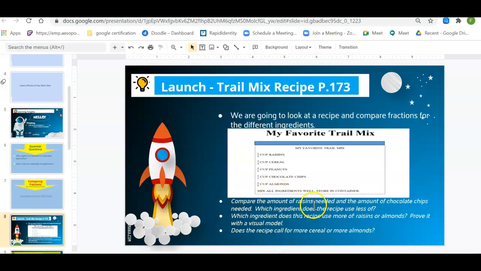And some of the tasks that we're going to be working on: compare the amount of raisins needed and the amount of chocolate chips needed. Which ingredient does the recipe use less of? Which ingredient does this recipe use more of, raisins or almonds? Prove it with a visual model. Does the recipe call for more cereal or more almonds? So go ahead and pause the video now, and I want you, using visual models in your notebook, to go ahead and try to answer these questions.